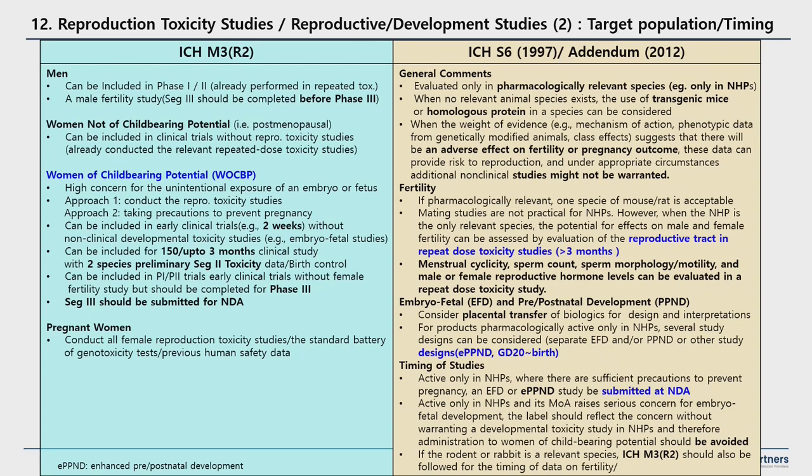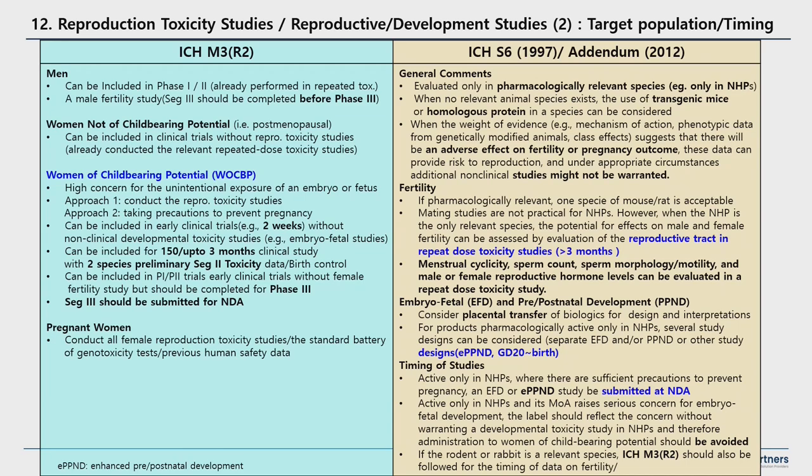And with the biologics, well, this is not very different from M3. However, when it comes to reproduction toxicity study, it has to be done in the relevant animals. And related to fertility, it's not easy to do these studies with monkeys. When it comes to biologics, you have to do the study in the relevant animals, but it's not easy to do this sort of toxicity test with monkeys.